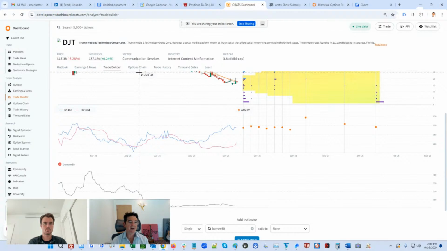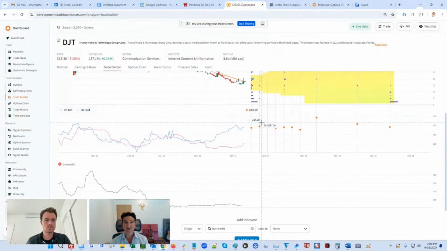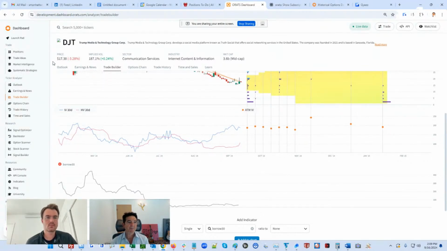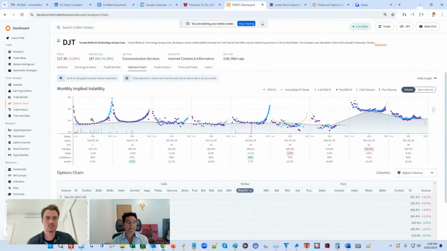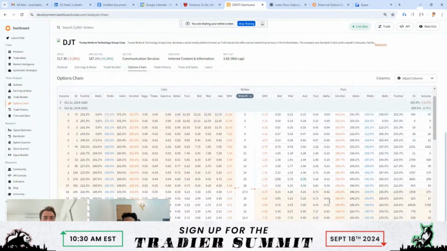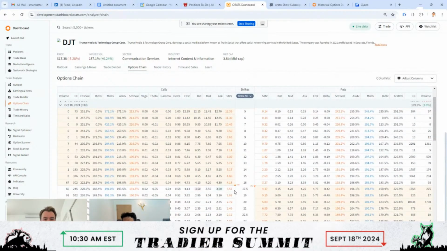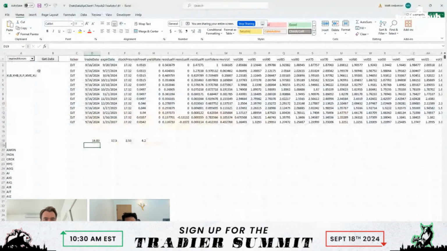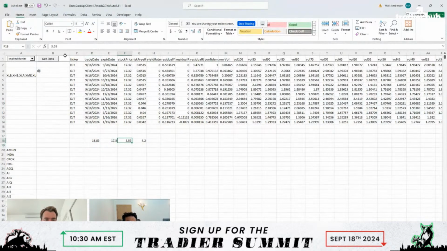So let's take an example. I always like to do examples. So here's Trump, and we'll go to the options chain. We'll go out 33 days, so about a month, and then we'll look at the 17.5 call. So the mid is 4.20 and 3.55. So I'll go to an Excel sheet. 3.55. So this is the call, or this is a strike. And this is the plus the call.